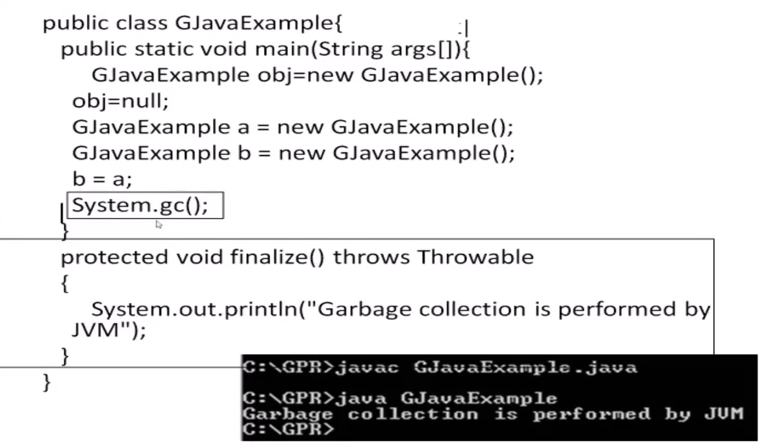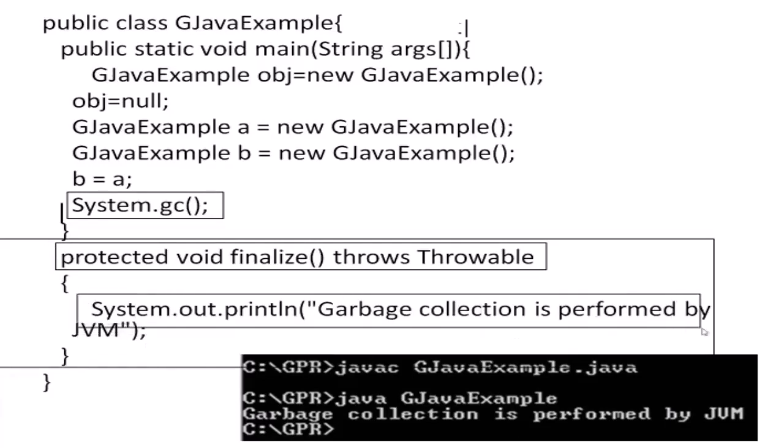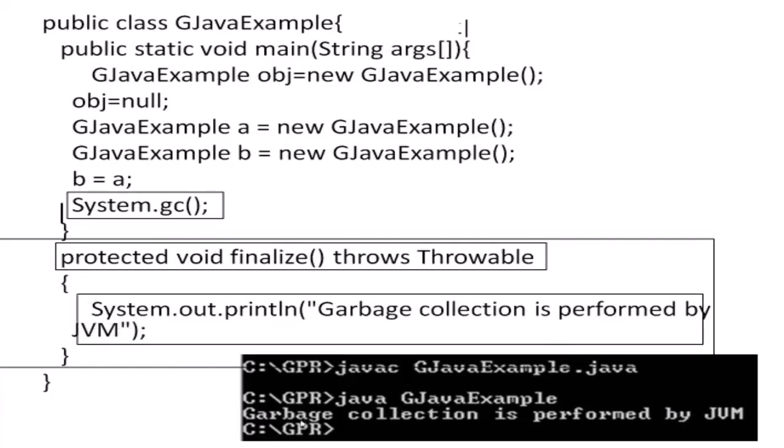So once you run System.gc, it is going to check whether there are any unused objects or unused methods. The unused method is finalize throws Throwable. What is it going to print? Garbage collection is performed by JVM. Here it has shown garbage collection is performed by JVM. So that is the output shown here.